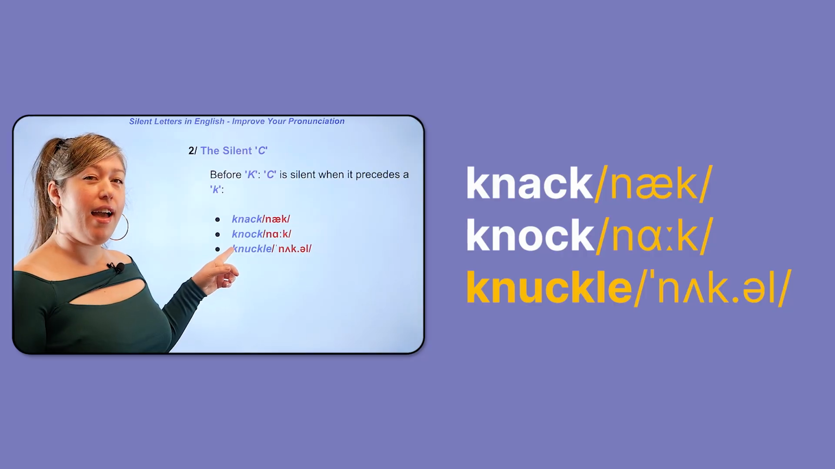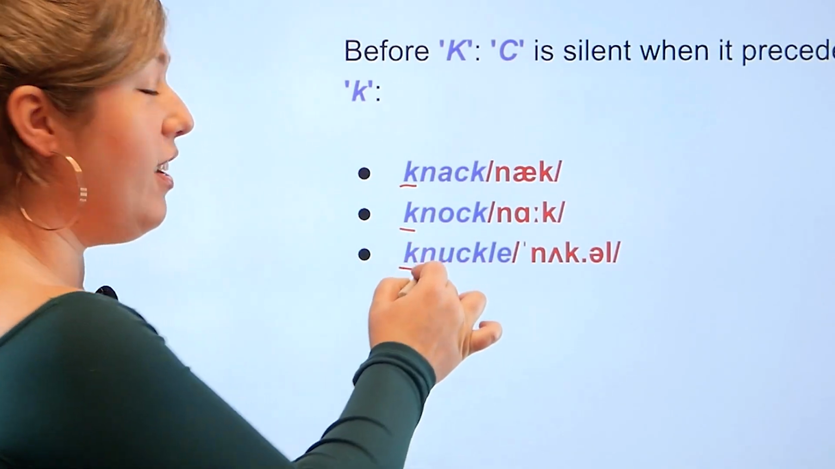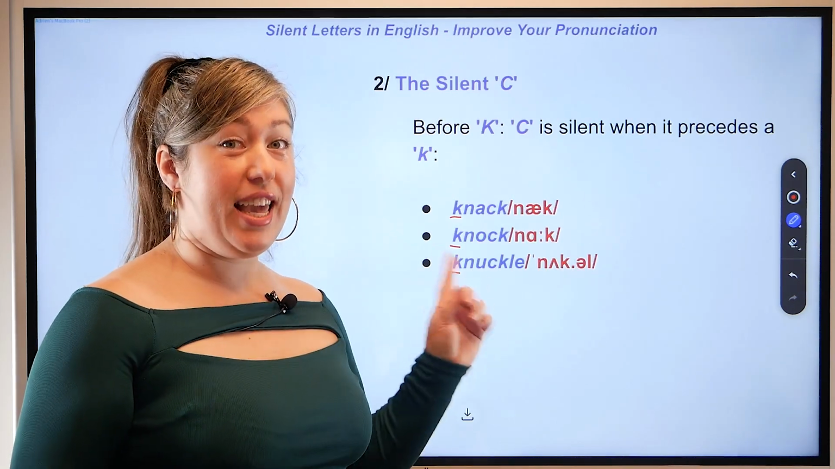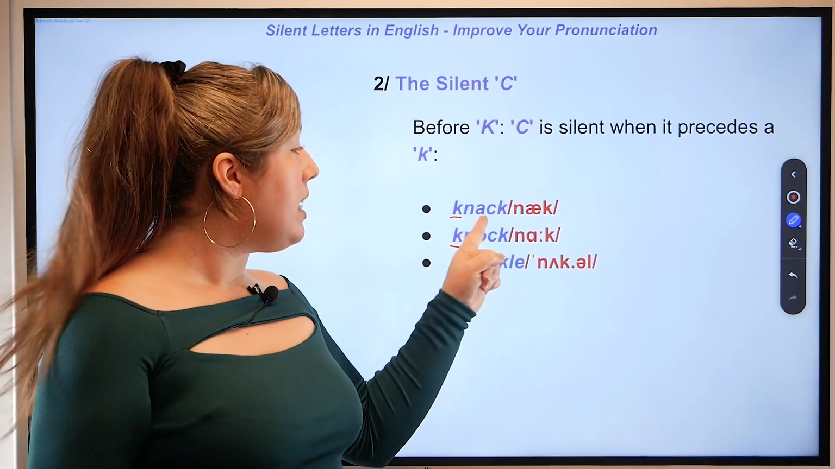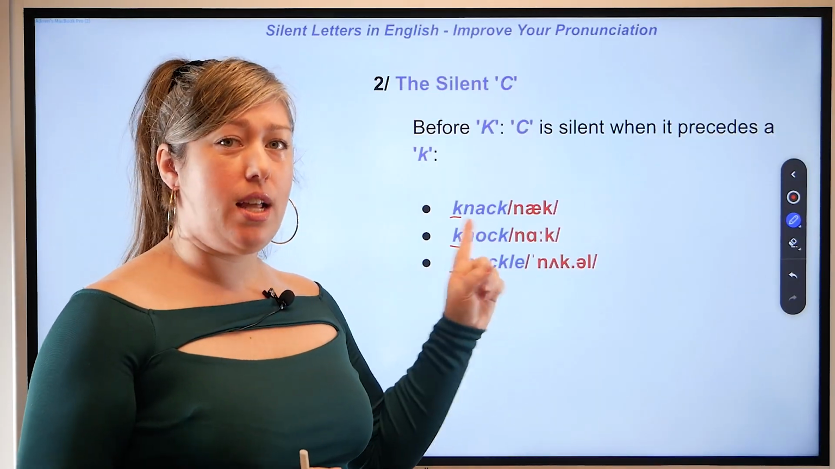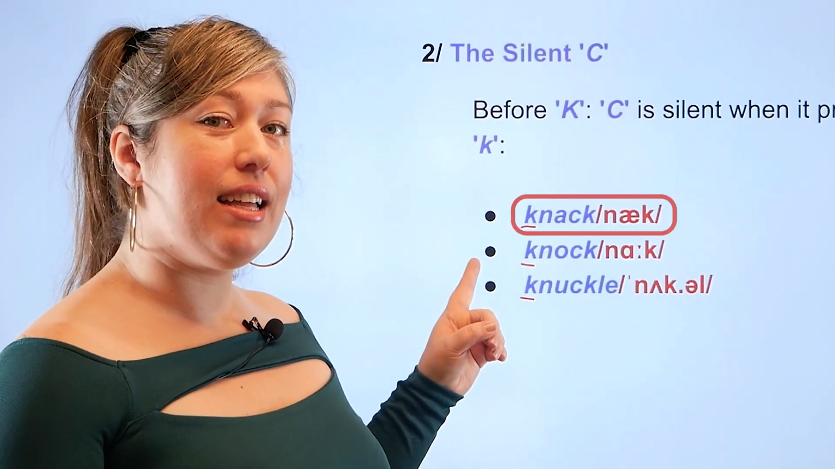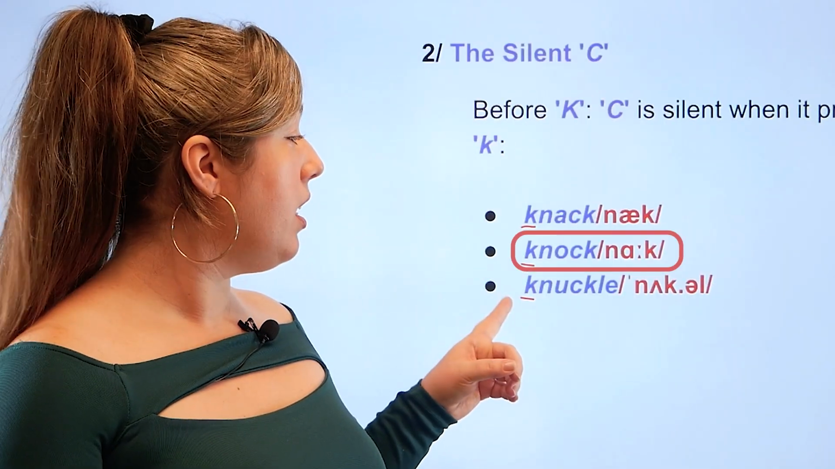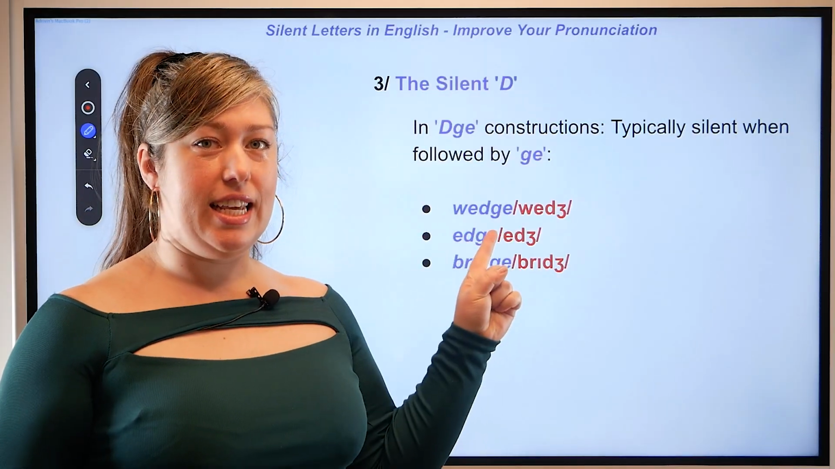knuckle. You might also notice in the beginning of these words, there's also the letter K, which again is silent. So there's two silent letters in these words, but remember, C before the K doesn't make an additional sound. We just focus on the K sound. Say it with me once again. Knack, knock, knuckle.